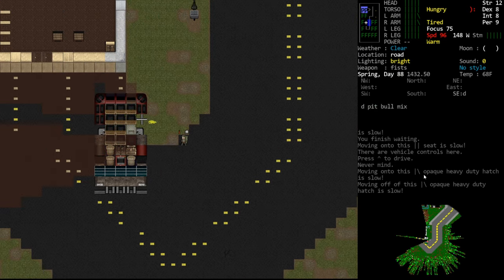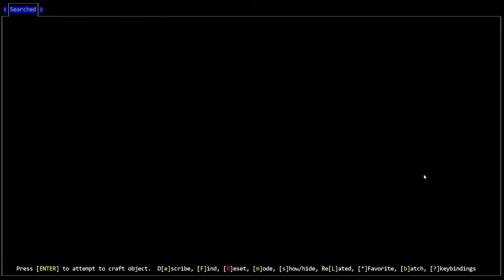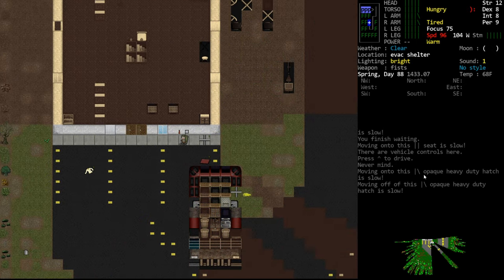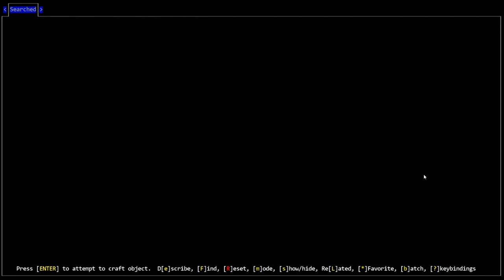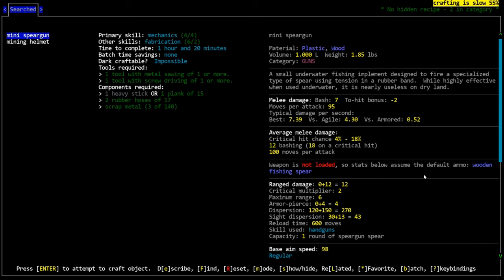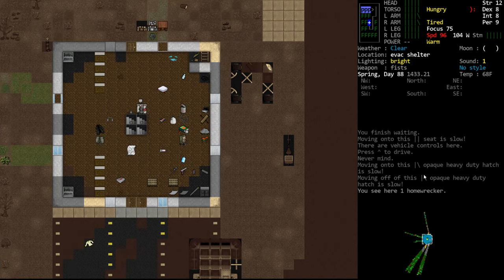But why don't we see if we can scrounge up the parts for a freezer. Oh, never mind. Can't make a freezer at the moment. Let's go check our books. It's probably just because we're not near our books. Freezer. Try mini. Oh my gosh. Mini. Nope. Can't make. Why? Our electronics is too low. Electronics is only 2. I thought we raised electronics.